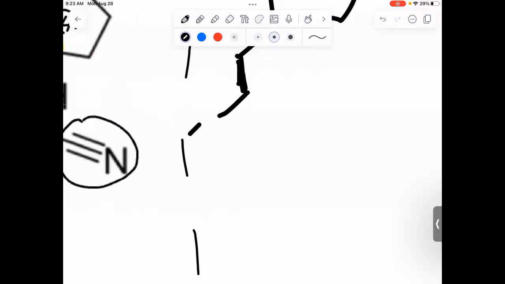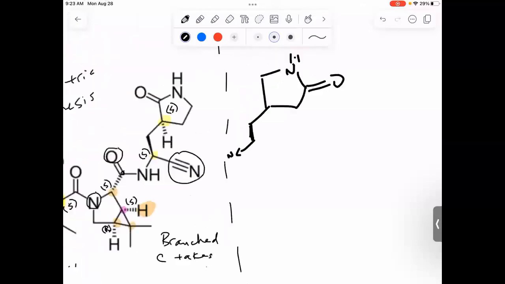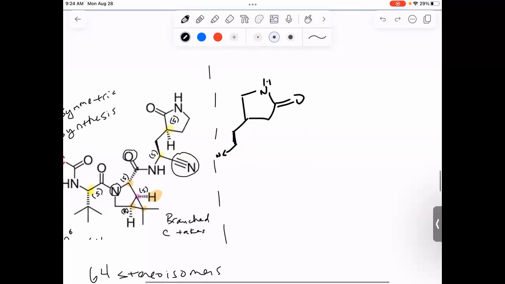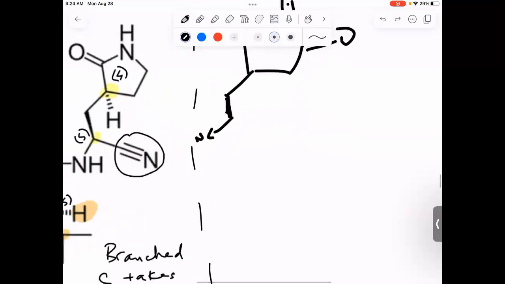I'm just gonna write this out as a nitrile. So let's CN. And don't worry about trying to match this. I'm gonna send you a document with the enantiomer so you can see it. So that's the same now.